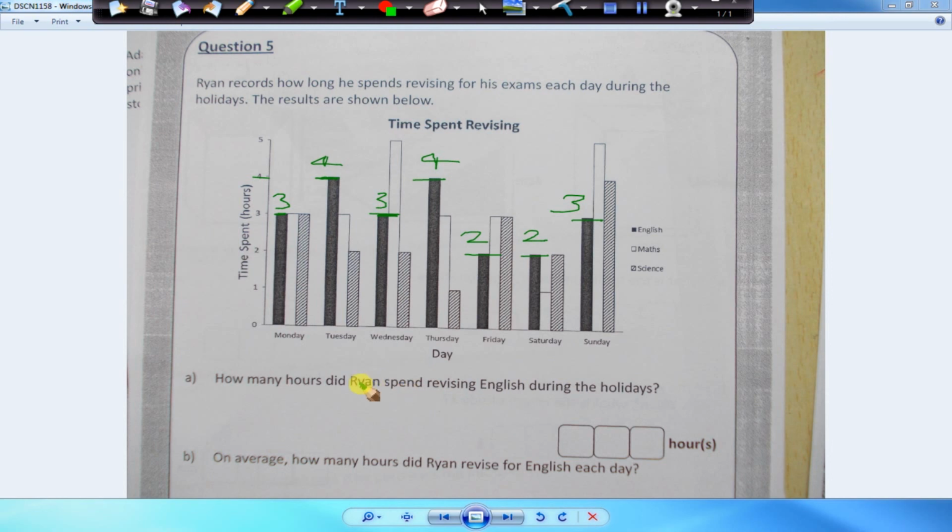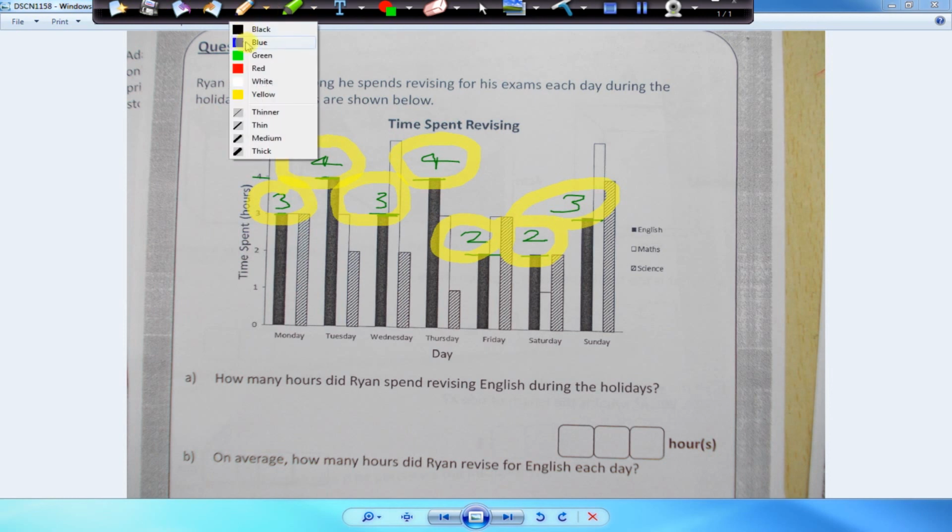So question 5A. Now we need to add them up. Okay, now how many? During the holidays. Okay, let's have somebody who's brave enough to start adding these values. Okay, right. So we have 3. Add 4 is 7. Add 3 is 10. 10 add 4 is 14. Add 2 is 16. Add another 2 is 18. Add 3 is 21. Excellent. Well done. So that gives us how many hours? 21 hours. Lovely.